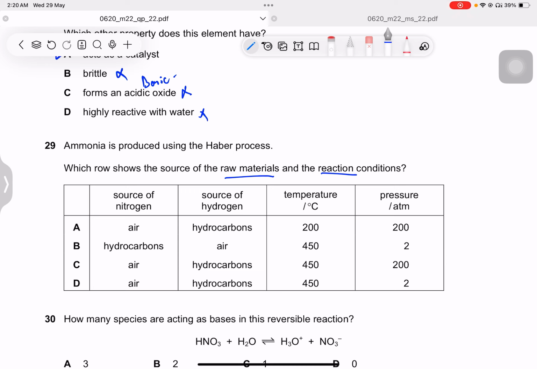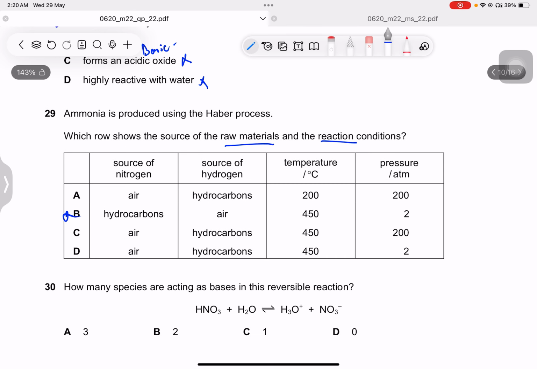Nitrogen is extracted from the fractional distillation of liquid air. So every gas is separated according to its boiling point. So hydrocarbons is wrong. Source of hydrogen is hydrocarbons. Yes. Temperature, we know, is 20,000 kPa and 450 degrees Celsius. So 200 is wrong. We are left with C and D. The pressure, sorry, the temperature is 450 degrees Celsius. The pressure is either 20,000 kPa or 200 atm, atmospheric pressure. So this is correct. This is not option C.